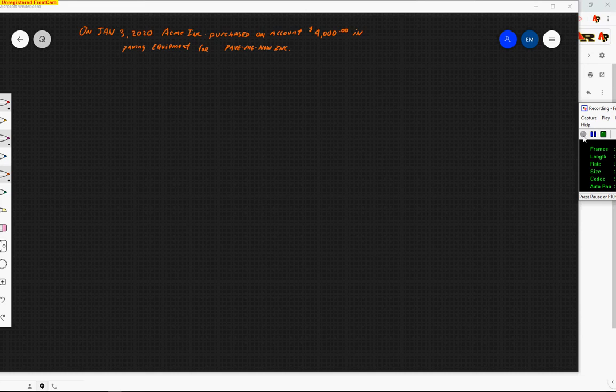Welcome to the 6 steps of analyzing a transaction explained. Well, I wrote a transaction up here that says January 3rd, Acme Inc. purchased on account $4,000 in paving equipment from Pave Me Now Inc., just to make up a name. Well, we're analyzing a transaction. The first thing we need to do is identify the accounts that are affected.